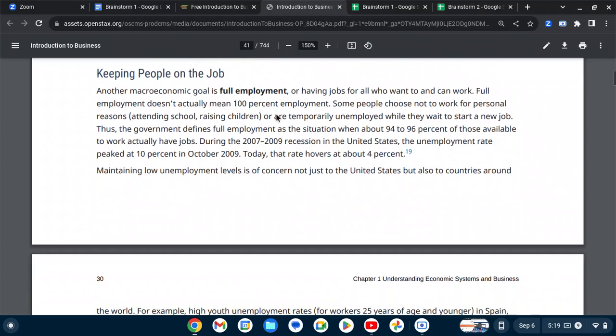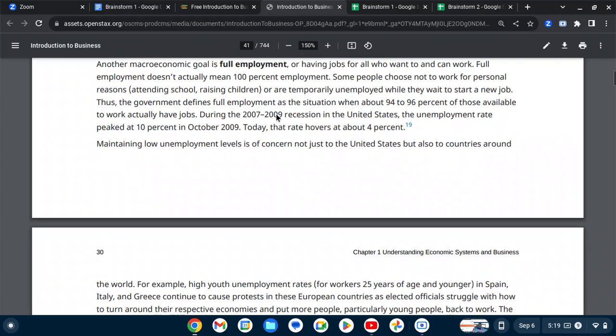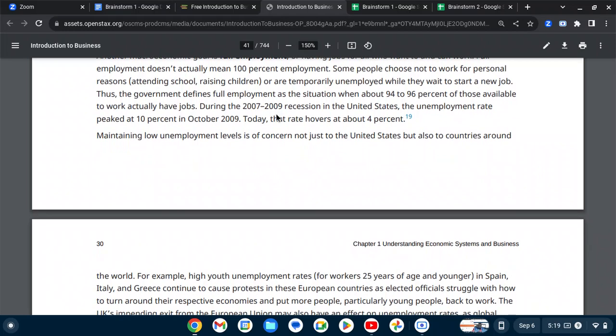Keeping people on the job. Another macroeconomic goal is full employment, or having jobs for all who want to and can work. Full employment doesn't actually mean 100% employment. Some people choose not to work for personal reasons, or are temporarily unemployed when they wait to start a new job. Thus, the government defines full employment as the situation when about 94 to 96% of those available to work actually have jobs. During the 2007 to 2009 recession in the United States, the unemployment rate peaked at about 10% in October 2009. Today, that rate hovers about 4%.